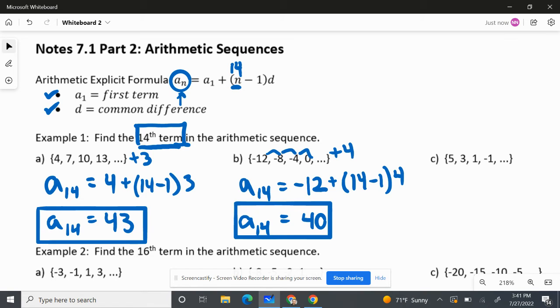For letter C, once again, a sub 14 equals, our first term is 5. We have 14 minus 1. And if we're looking at our pattern, notice that it's going down by 2. So we're going to put negative 2. 14 minus 1 is 13, times negative 2 is negative 26, plus 5 gives us negative 21.